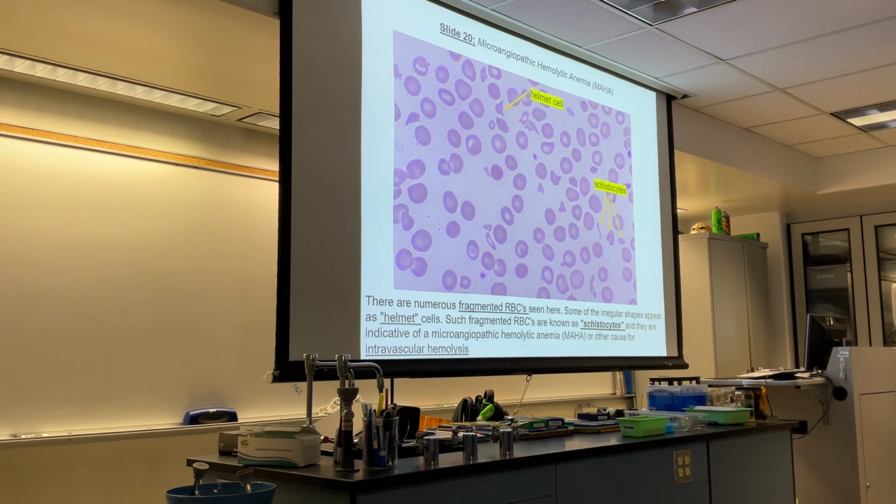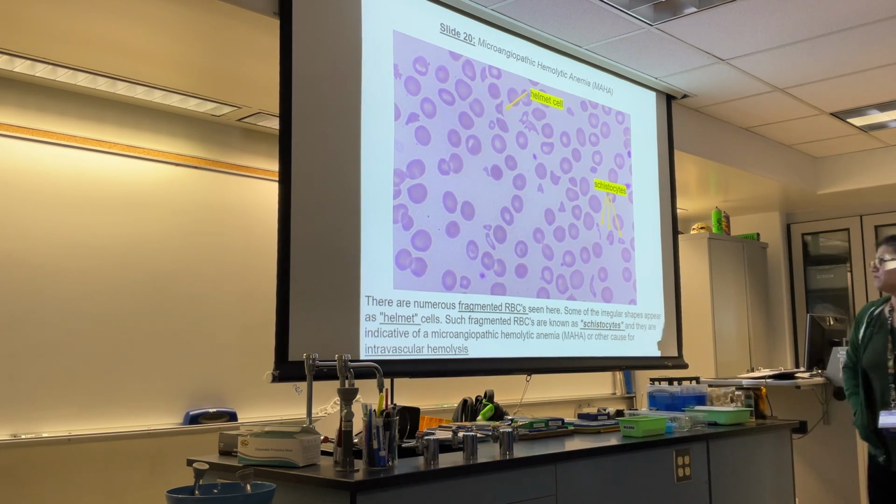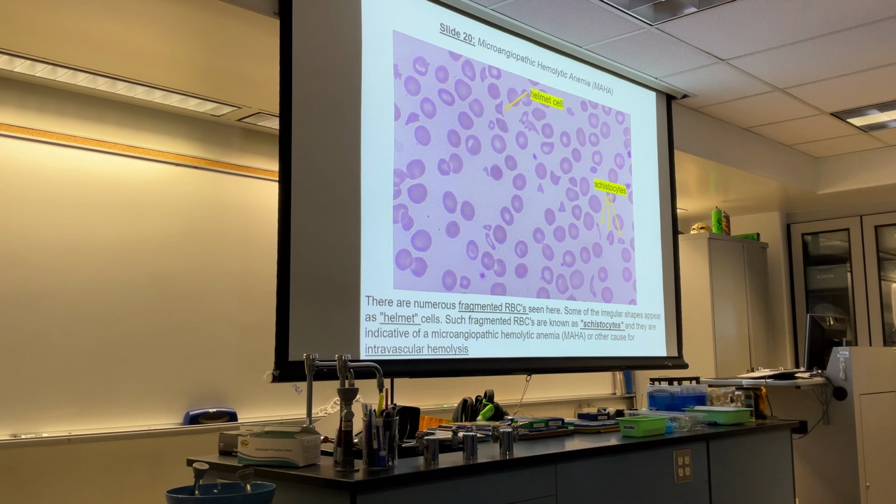So I want you to notice what is in that name. Notice how it says hemolytic. What does hemo mean? Blood. What does lytic mean? To burst, to break apart. So this is MAHA. Notice how you have a bunch of tiny little fragments here. I have these guys right there. These fragments are what you would call schistocytes. That's what the fragments are called.